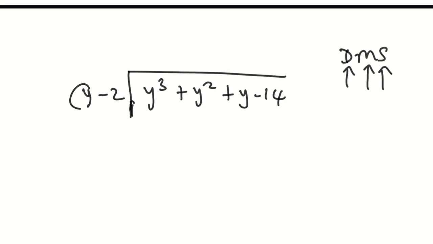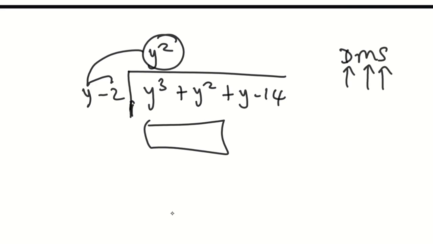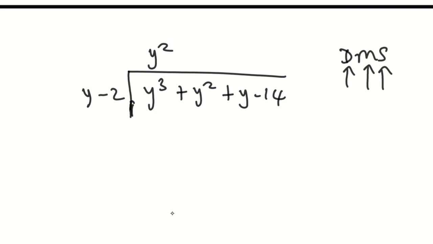So let's divide. Y into y cubed will give you what? Y squared. So you are going to take this y squared to multiply y and negative 2 and just put it under here. And then you subtract. So what is y squared times y? That's y cubed. Write it under. What is y squared times minus 2?